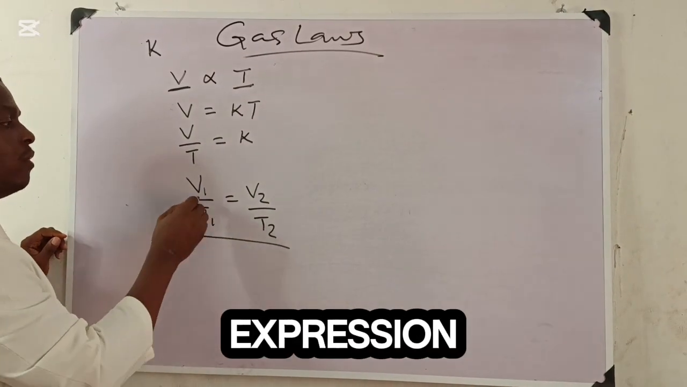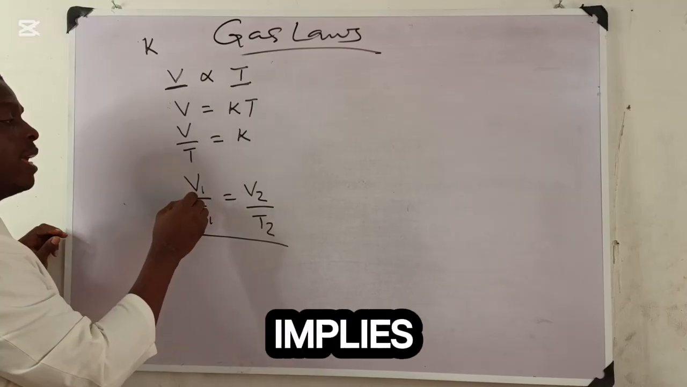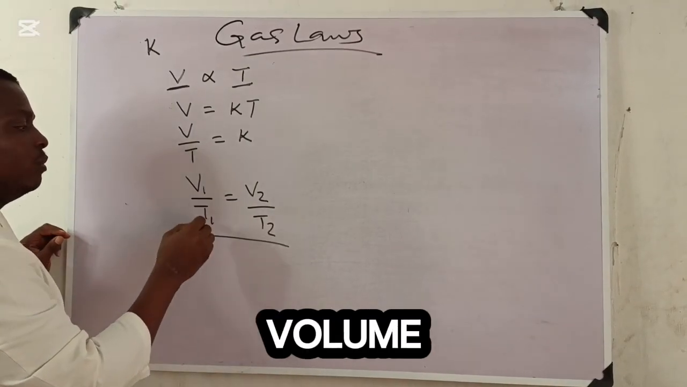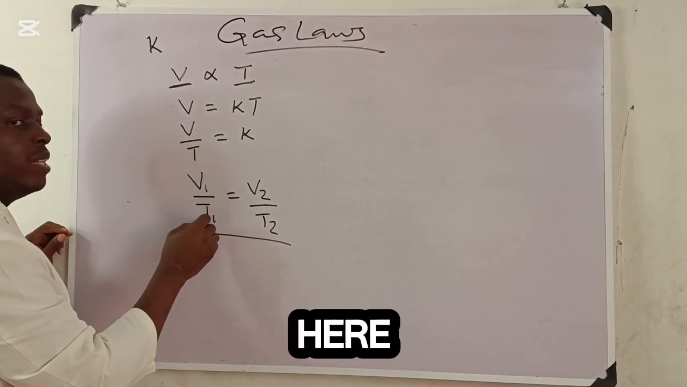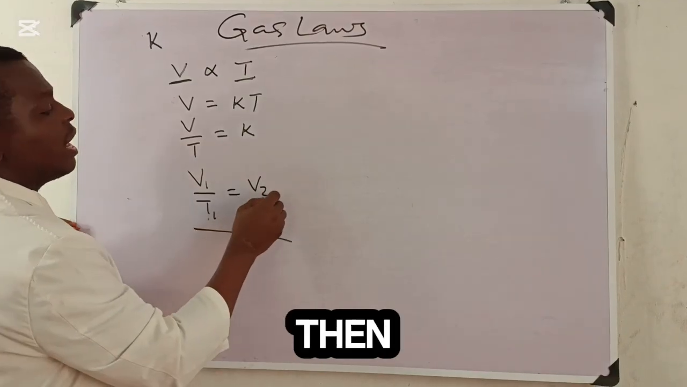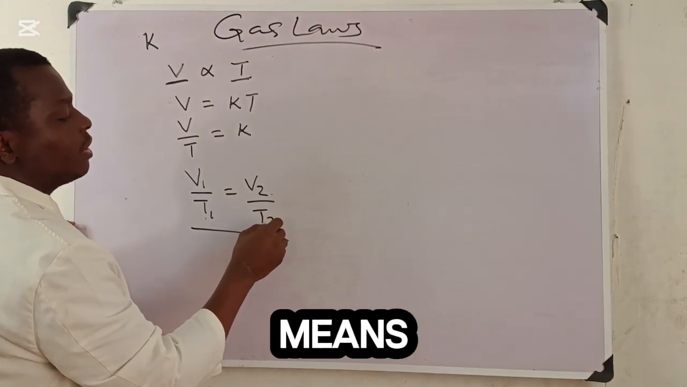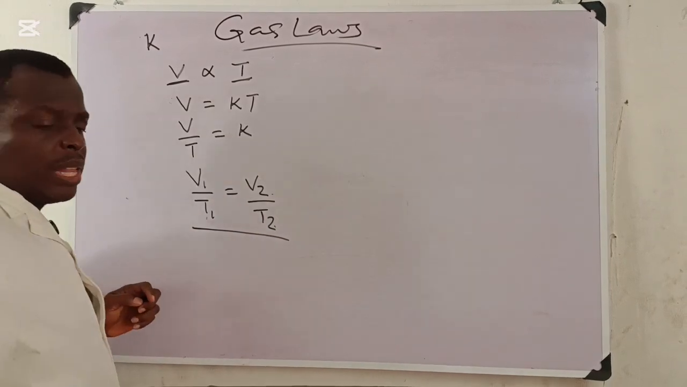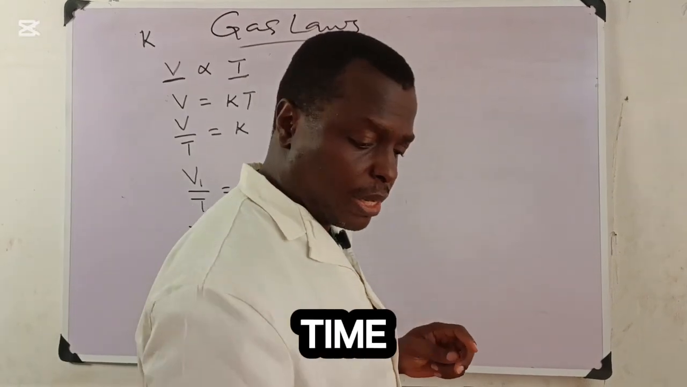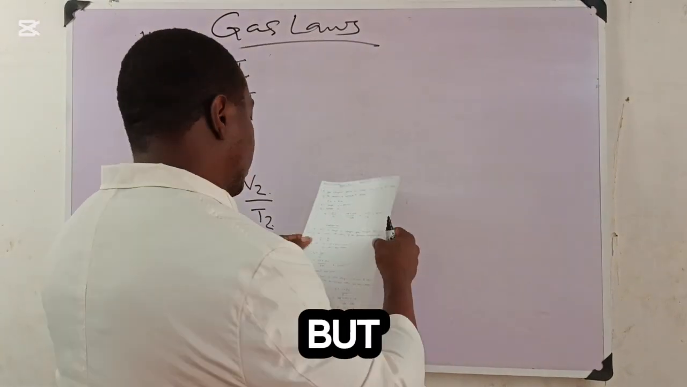From this expression, V1 means initial volume, and temperature T1 means the initial temperature. Then V2 means the final volume, and T2 means the final temperature. Now we will solve a real-time example. We will look at the question.